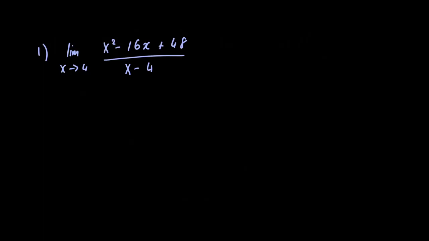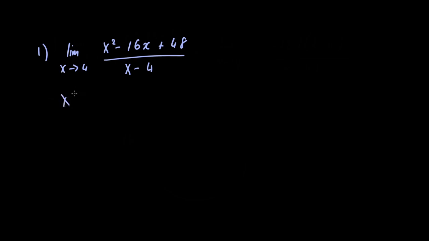For the first problem, we're going to compute the limit as x approaches 4 of x squared minus 16x plus 48 all over x minus 4. So we can't just let x be equal to 4 because then we would have a 0 in the denominator and we can't divide by 0. So let's go ahead and try to factor the numerator.